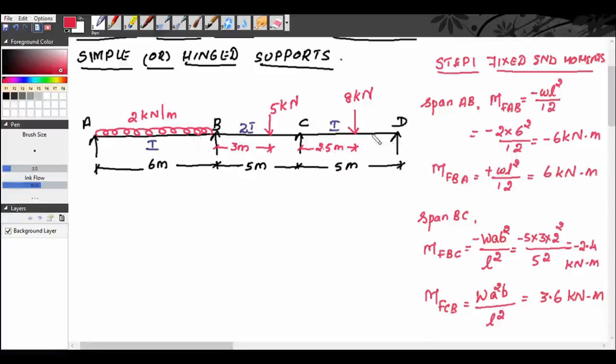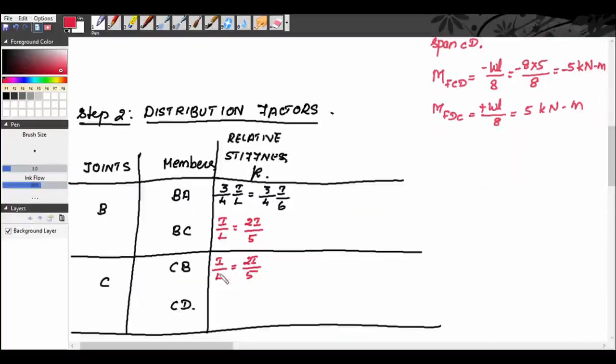Now for the member CD, D is hinged support or fixed support? The far end, the extreme support, is a simple support. That means the moment at D will be equal to 0. Sorry, it is hinged support, simple support. So 3 by 4 into I by L, we get 3 by 4 into I by 5. I is I, so I by 5. So for BA, it is 3I by 24. Now for CD it is 3I by 20.